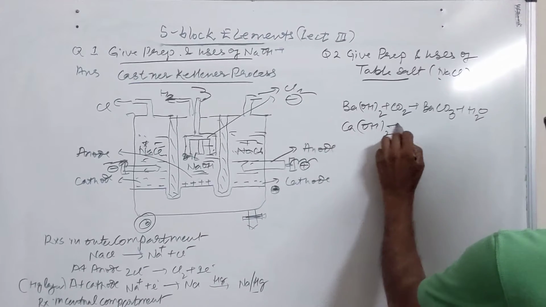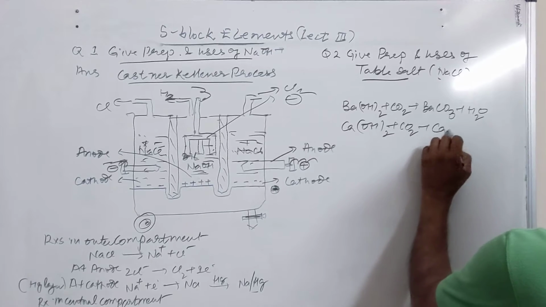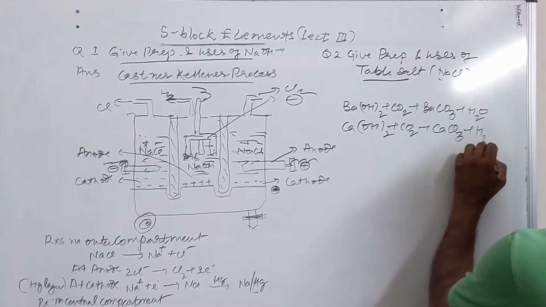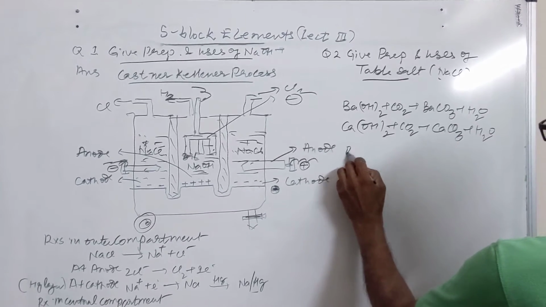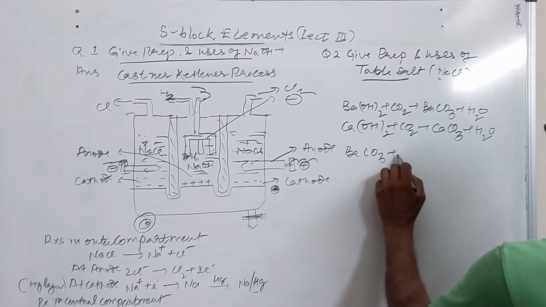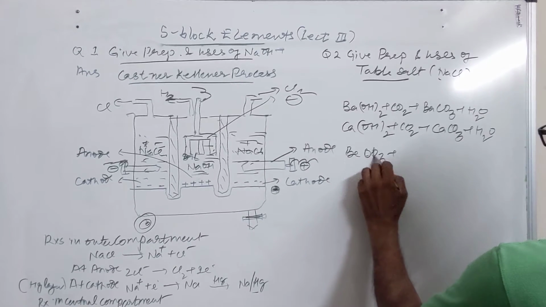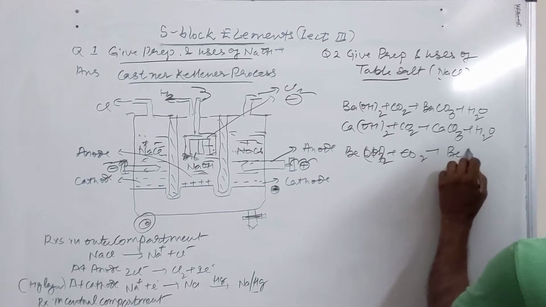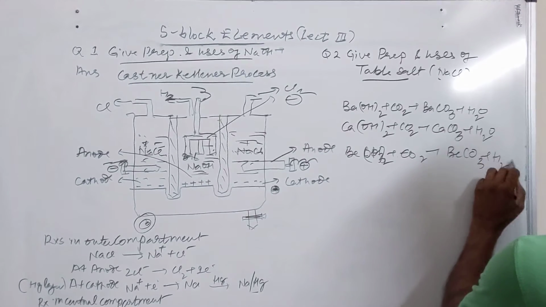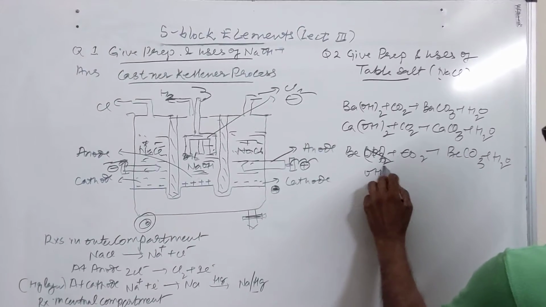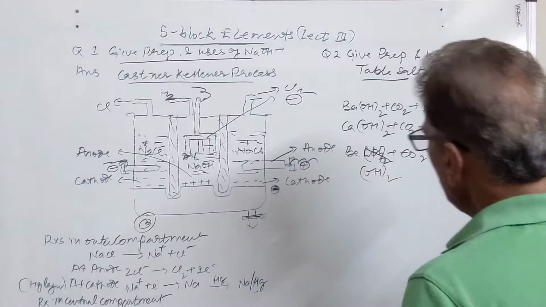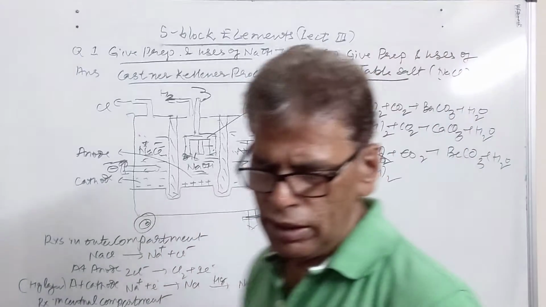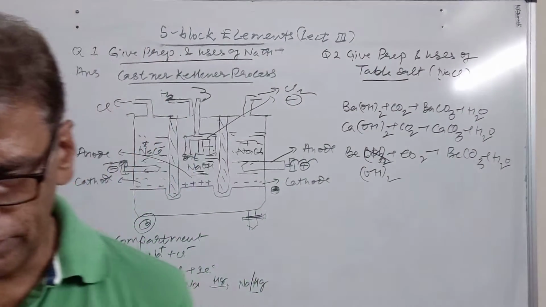Ca(OH)2 combines with CO2, producing CaCO3 plus water. Similarly, Be(OH)2 combines with CO2 to give BeCO3 plus water. Magnesium hydroxide similarly produces magnesium carbonate.